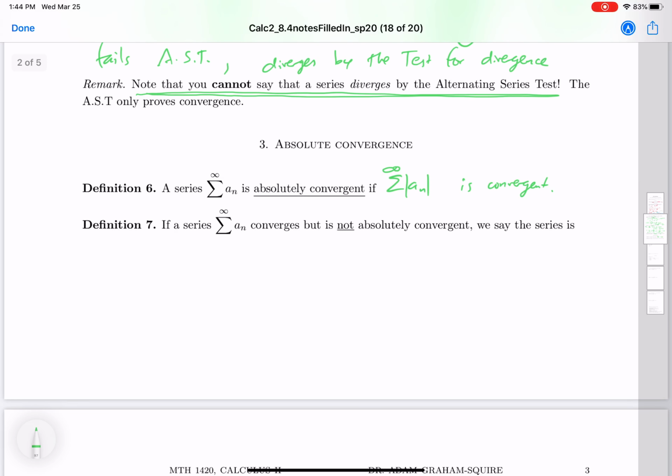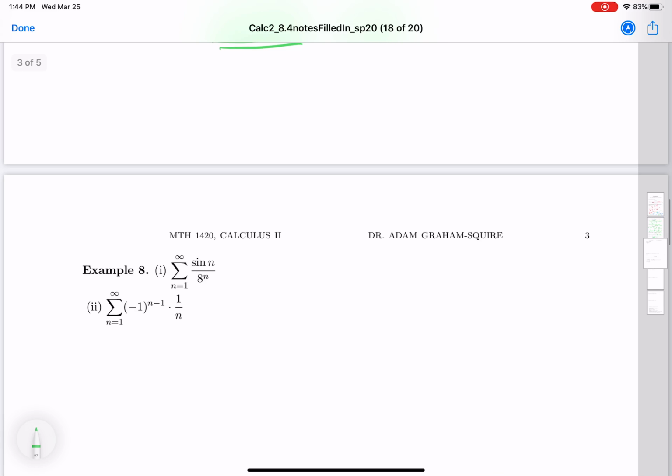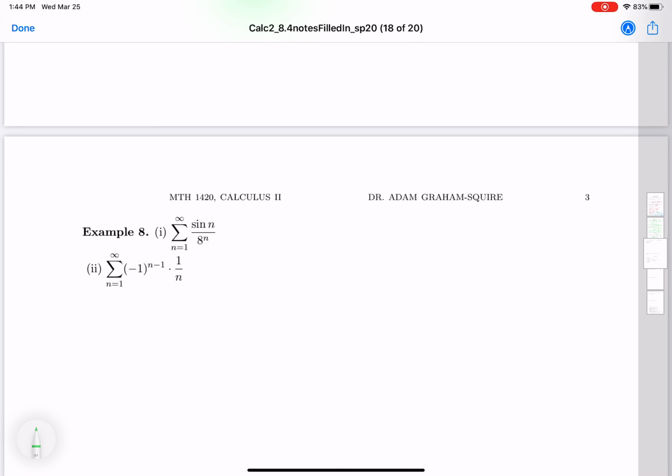And then definition 7: if a series converges but is not absolutely convergent, we say that the series is conditionally convergent. So you might see that term some other places. So let's do some examples.